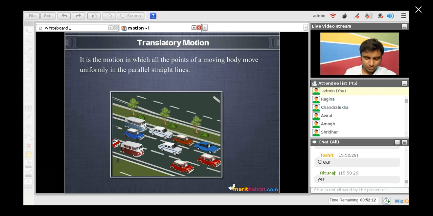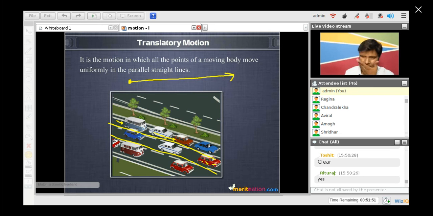You can see the example: the vehicle moving in a traffic lane. They move in a straight line, and each and every point moves parallel to each other in a straight line. So translatory motion is basically straight line motion, in which all points of a moving body move uniformly in a parallel straight line.